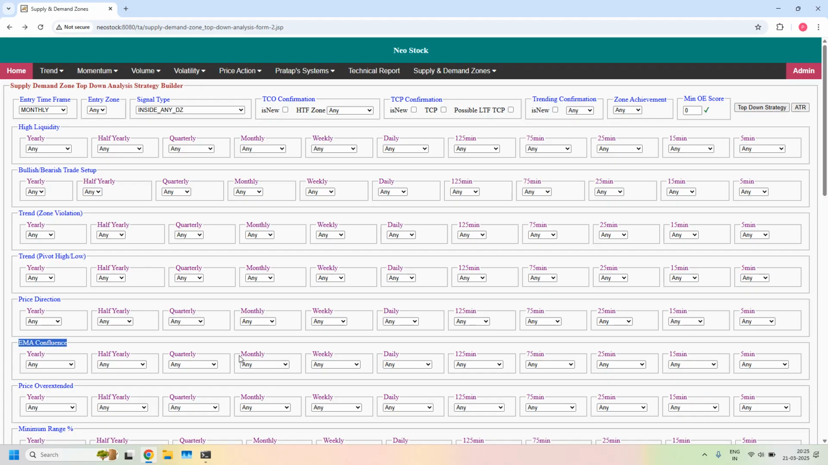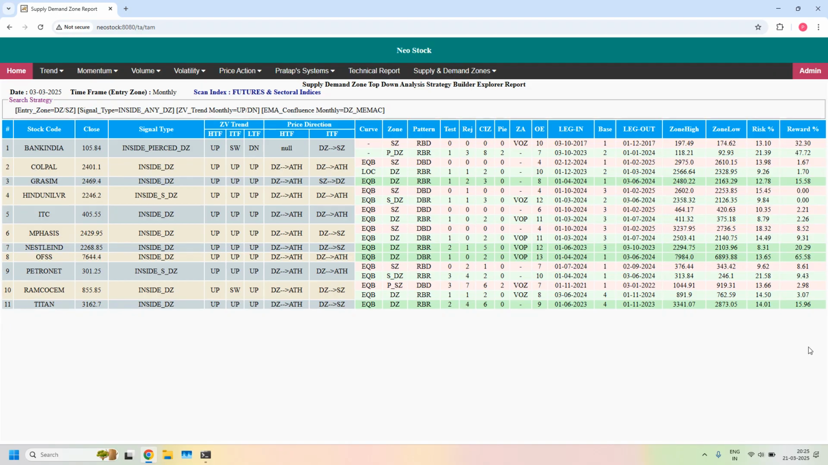The EMA confluence at monthly, I am selecting the filter monthly demand zone having monthly EMA confluence. And trend on the monthly should not be sideways. It can be up or down. With these filters, we got 11 stocks. And in all these 11 stocks, monthly demand zones are having monthly EMA confluence, and also the current price closed inside these monthly demand zones.